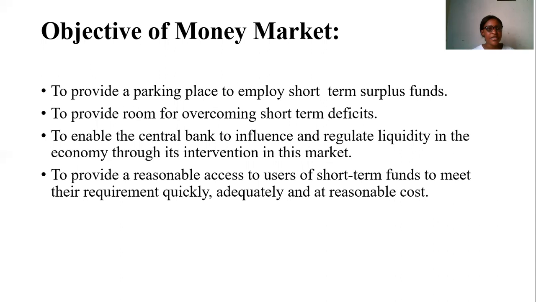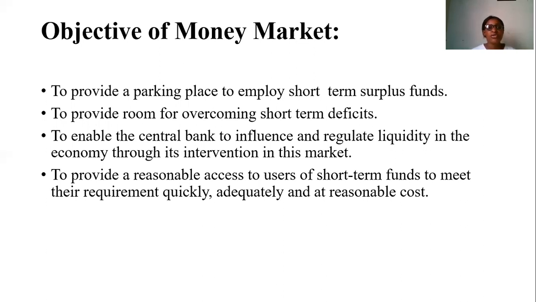So number one objective is to provide a parking place to employ short-term surplus funds. So the money market provides a parking place to employ short-term surplus funds. So the surplus funds here, we mean the excess funds that institutions may have in the market. So this market provides a parking place to employ these short-term excess funds. Then number two objective is to provide room for overcoming short-term deficits. So money market also provides room as an objective to overcome short-term shortages. By the word deficit here may mean shortages.